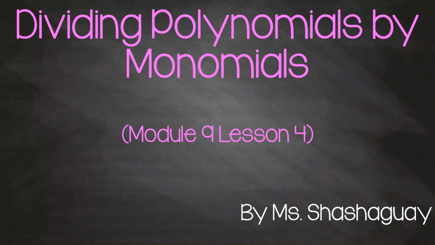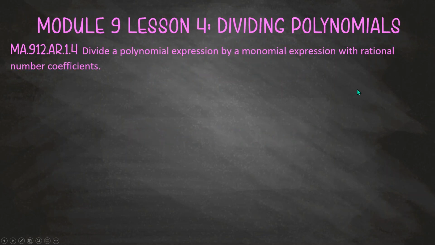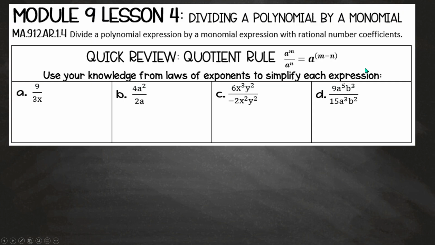All right, in this video, we're going to learn how to divide polynomials by monomials, which for my students is Module 9, Lesson 4. This is Florida's B.E.S.T. benchmark AR 1.4, which is divide a polynomial expression by a monomial expression with rational number coefficients. Remember, anytime you see that word rational, it means it could be a fraction.